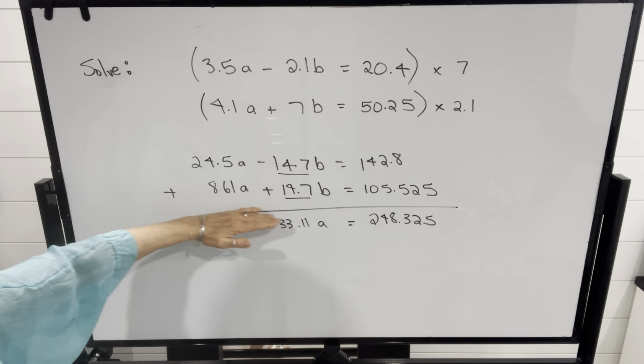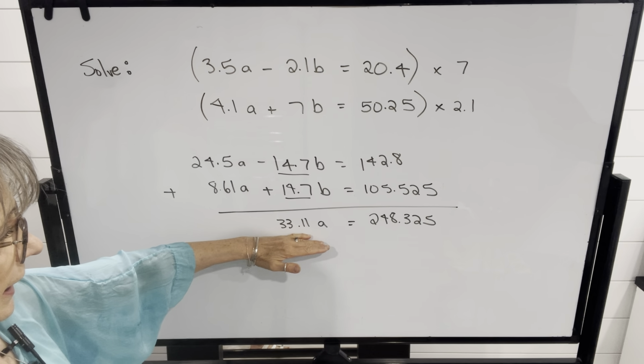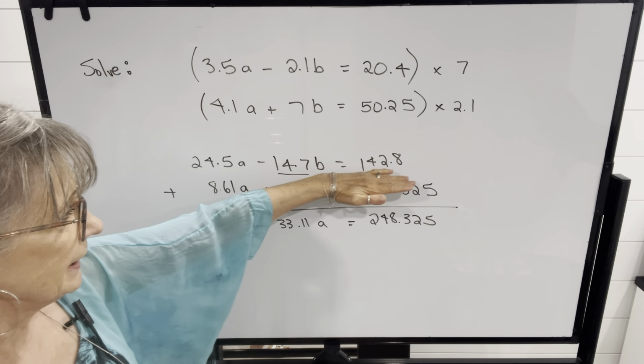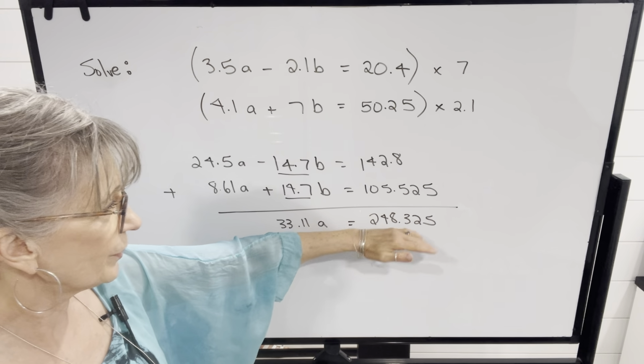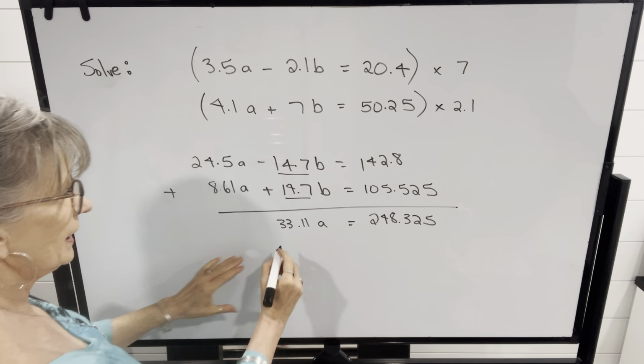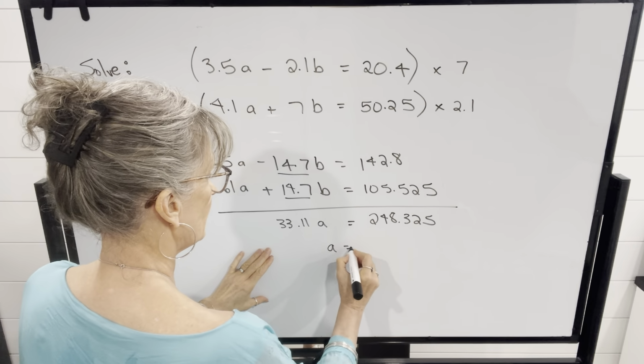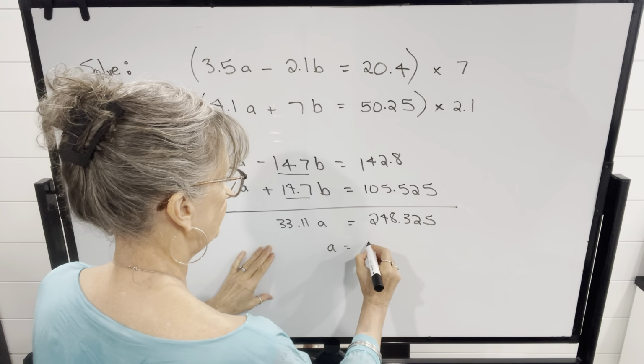24.5a plus 8.61a is 33.11a. This term is gone. When I add these two numbers, I get 248.325. Now to solve for a, I divide both sides by 33.11.